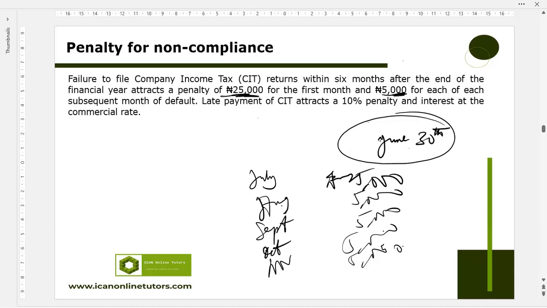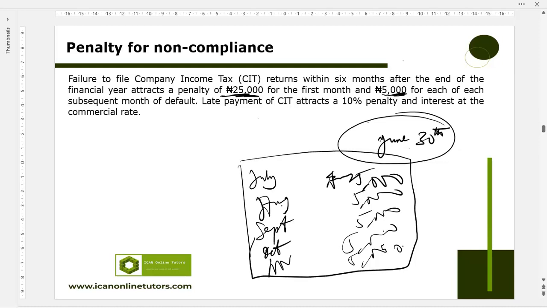Are we together? It's not just this penalty, okay? So this penalty is just for failure to comply. Then there's another penalty for you holding government money.